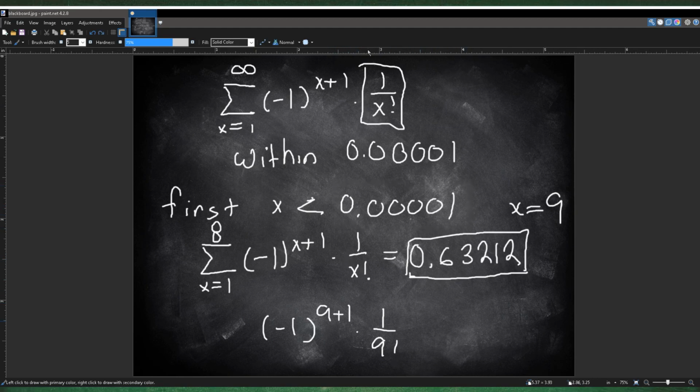But the general idea is that you just need to follow this procedure. Whatever the first time the term is less than your error bound, you set x equal to that number, then you take one less than that, plug it back into your equation, and you get your answer. And that's the general idea of how to approximate alternating converging series.